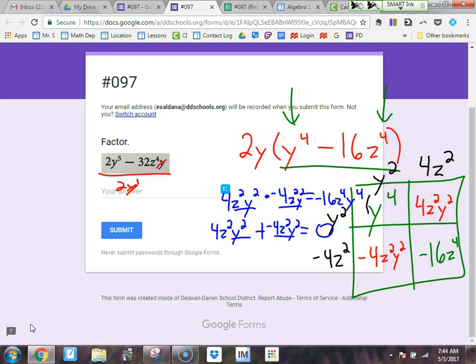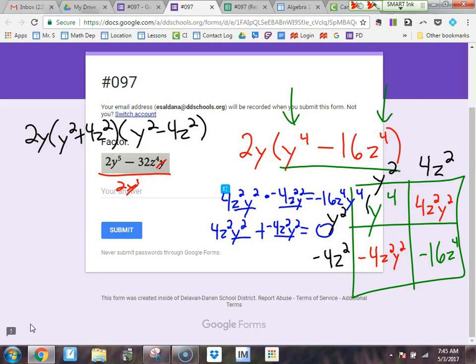So far, I have it factored down to 2y on the outside. Then I have a y squared plus 4z squared, and then a y squared minus 4z squared. All right? Unfortunately, this isn't entirely done. And I have to tell you, the reason why is because that y squared minus 4z squared can actually continue to be factored down just one more time.